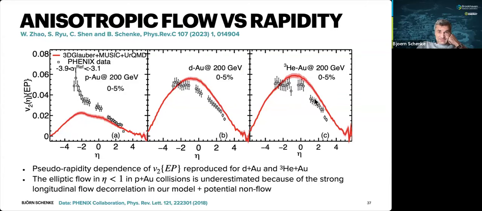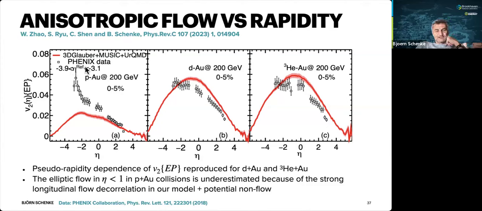And compared to data from Phenix, it's reasonably well described. These are in the most central bins, 0 to 5%, in helium-3 gold and deuteron gold. As you go to proton gold, you're not doing so great anymore. So in particular, in the proton going direction, you're underestimating this much.